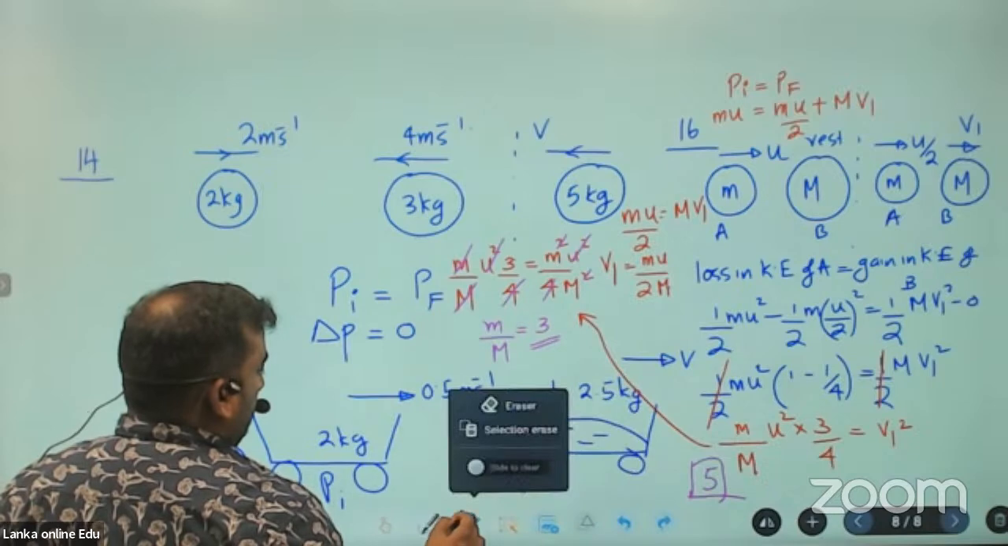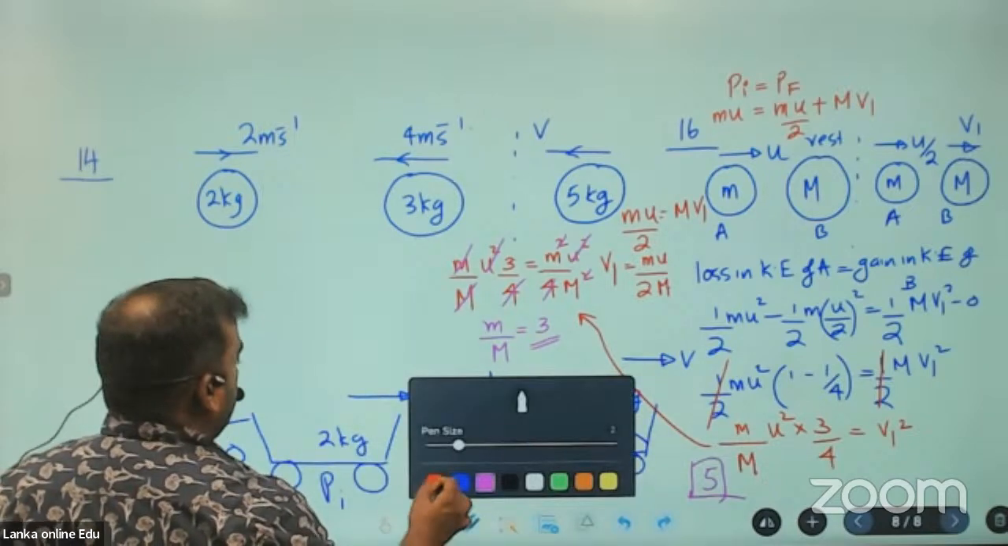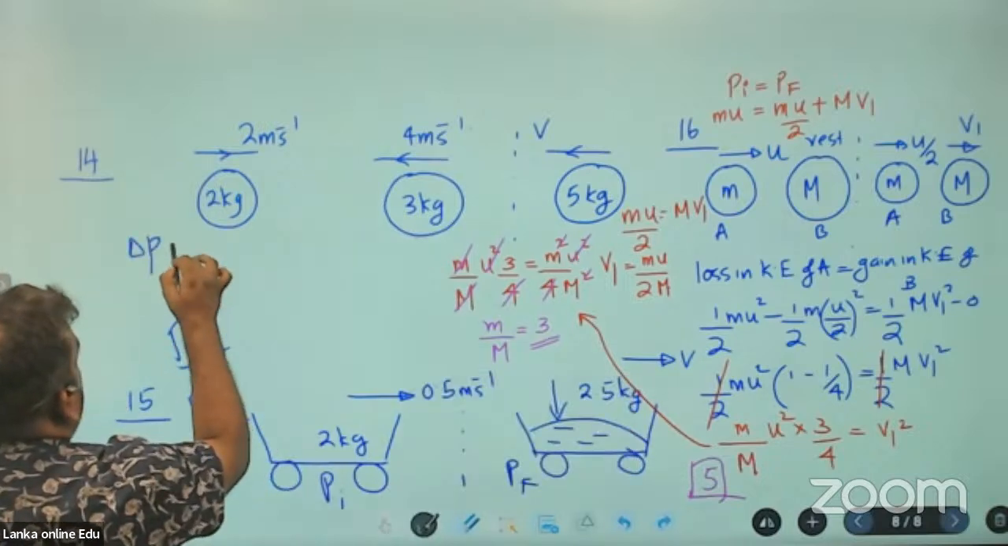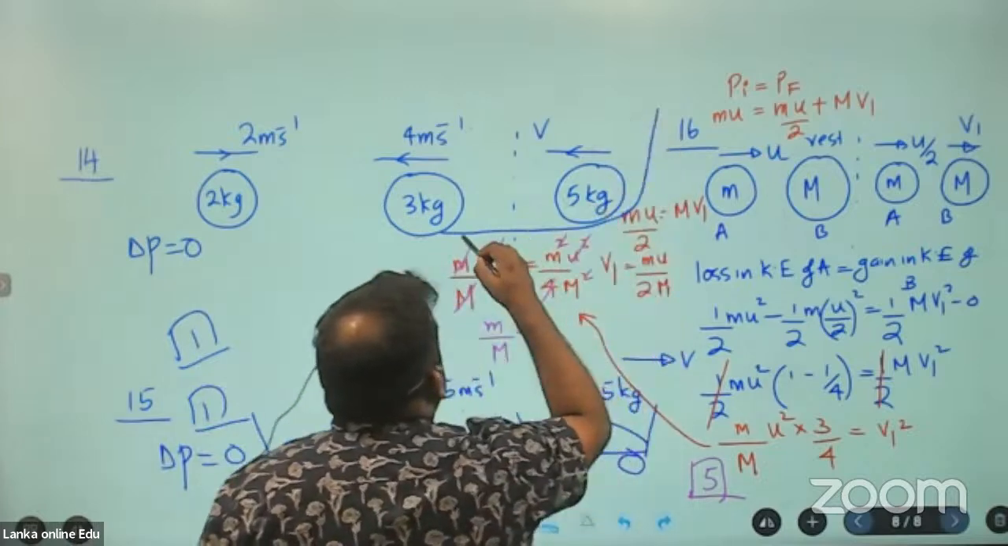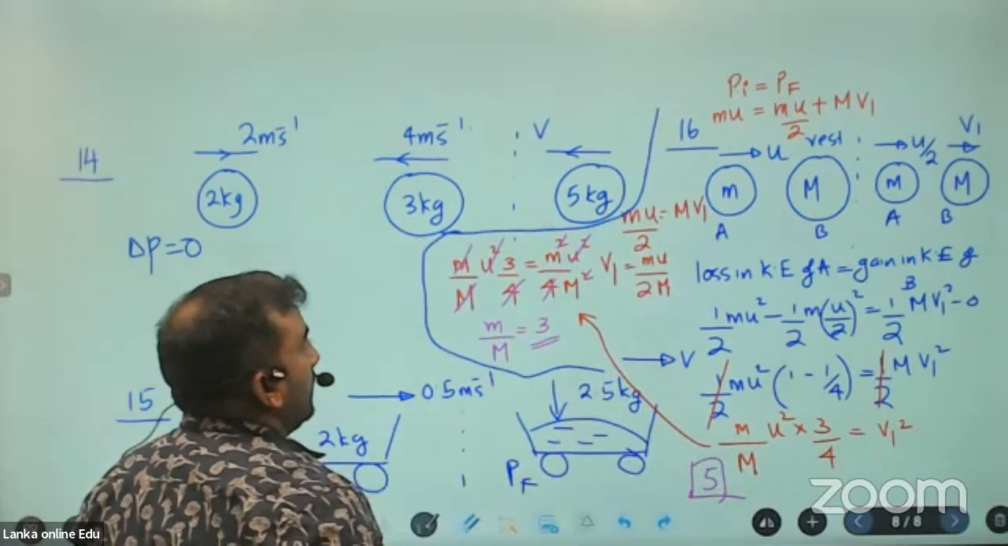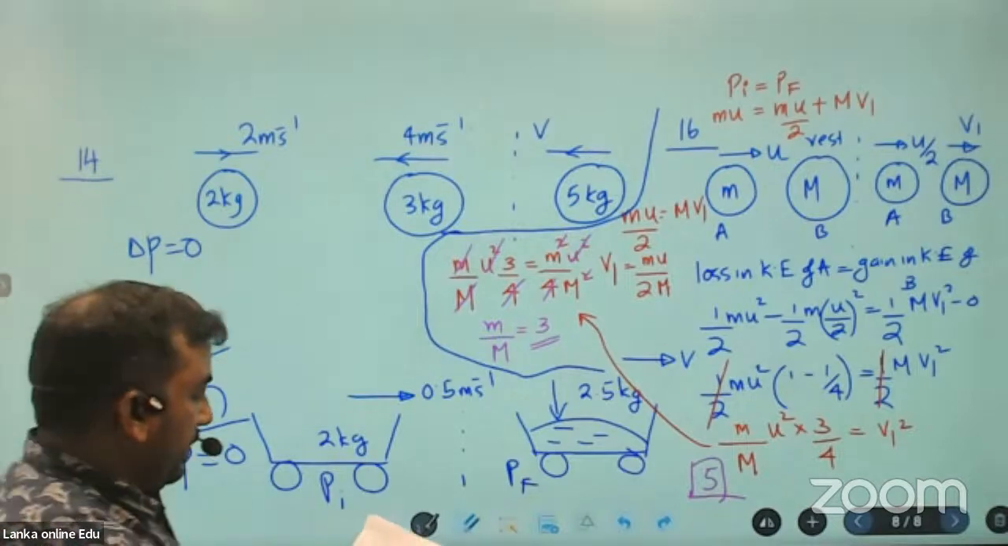So from here I have shown it. Change in momentum is 0. So there you go. Small m over capital M is 3. Answer number 5.